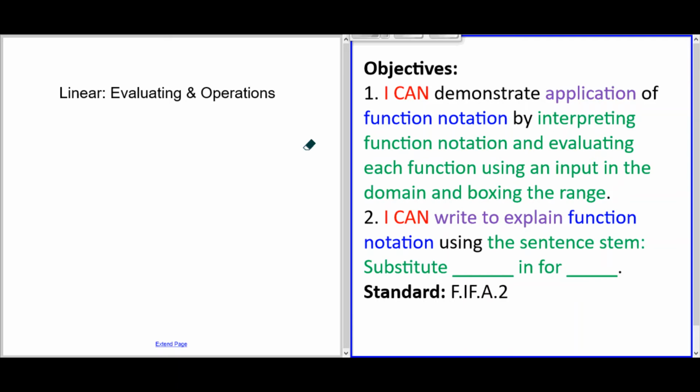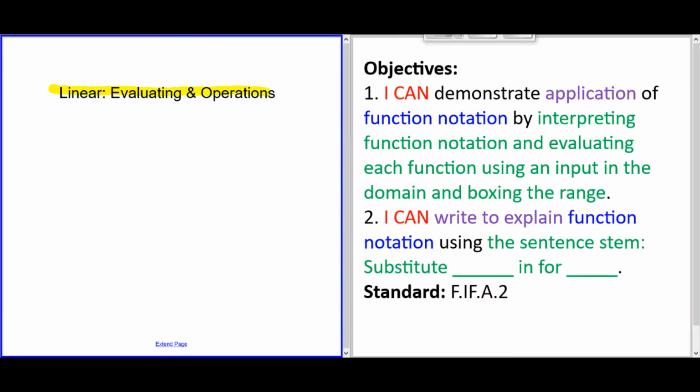Today we are going to discuss linear evaluating and operations. So if you are taking notes on a separate sheet of paper, please title it linear evaluating and operations. Title it what I am highlighting in yellow, please.